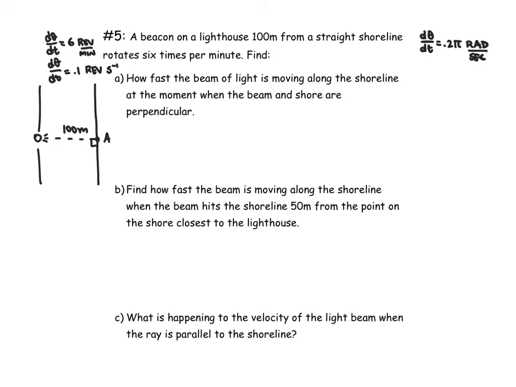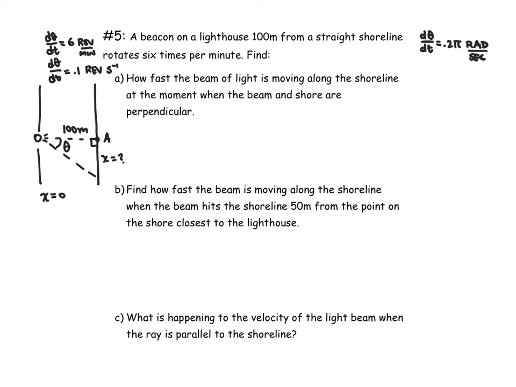Okay, so it's asking in this question, at least in part A, how fast is the beam of light moving along the shoreline at the moment when the beam and the shore are perpendicular? So we want to know, let's sketch this out. We got a nice right triangle. Here's theta, and here is x. So we want to know what the speed of the beam of light is when it is at point A. Okay, so when it's at point A, what is the value of x? Well, x will equal 0.